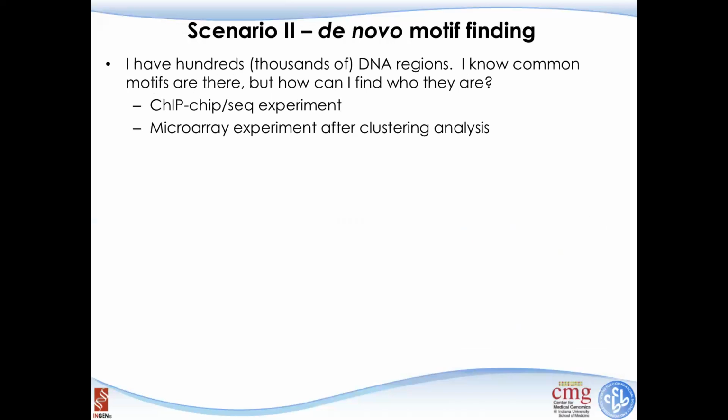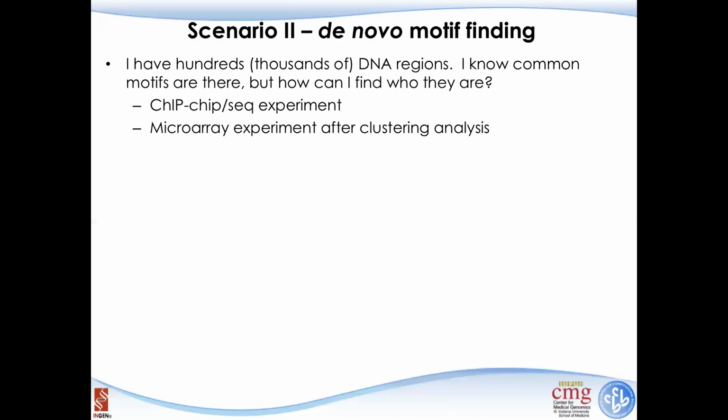Second one, as I said, is a kind of tough scenario. We call it de novo motif finding. For example, if I have hundreds or even thousands of DNA regions, I know there are common motifs there, but maybe I don't know what they are. How can I find them? And how can I find who they are or where they are?